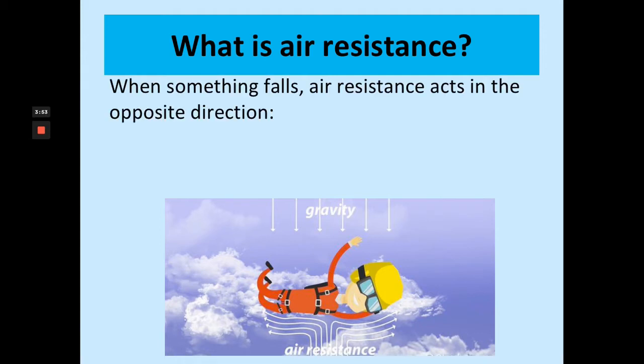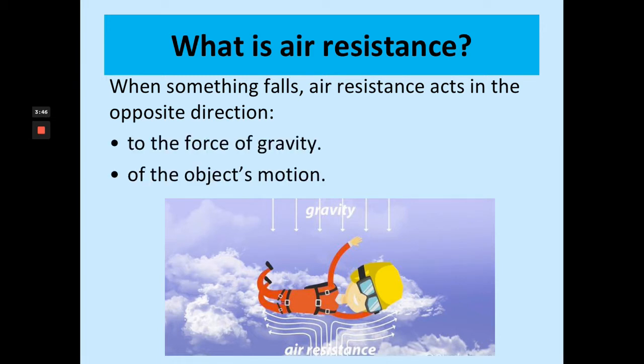So when something falls, air resistance acts in the opposite direction to the force of gravity and the opposite direction of the object's motion. So if you imagine a plane flying through the air, its engines are pushing it forward. But there is air resistance moving in the opposite direction that the plane is going that will be slowing it down. The same will happen with runners, cars, trains, anything that moves.